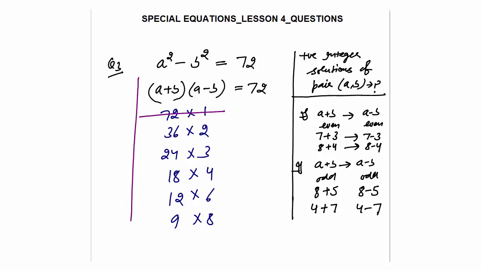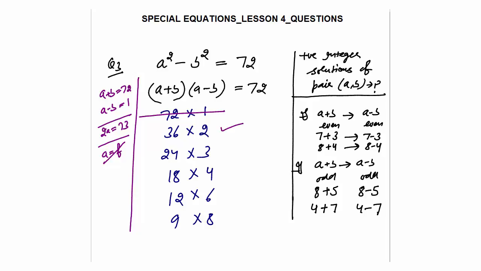If you are not able to understand the logic, first of all you must understand the logic. If you find it a bit difficult to remember in the exam, you can also check that this is not a valid solution, because if a plus b is 72, even, and a minus b is 1, if you add, you will get 2a equal to 73. a is a fraction, and that is what we don't need. So if we need integers, both must be even or both must be odd.